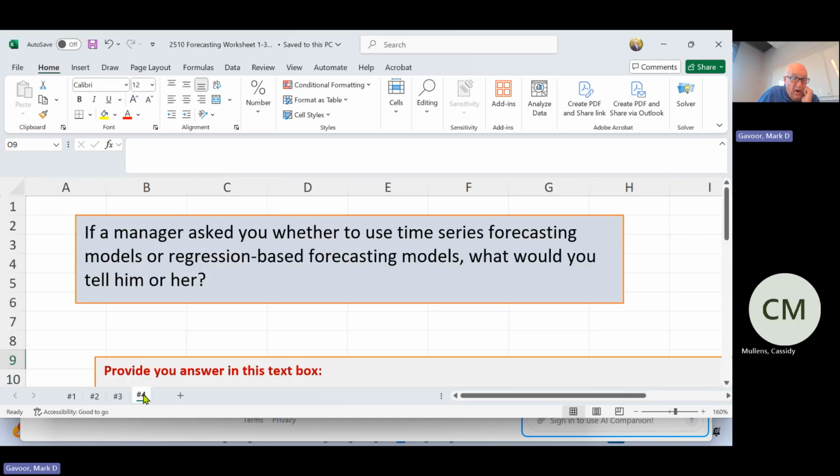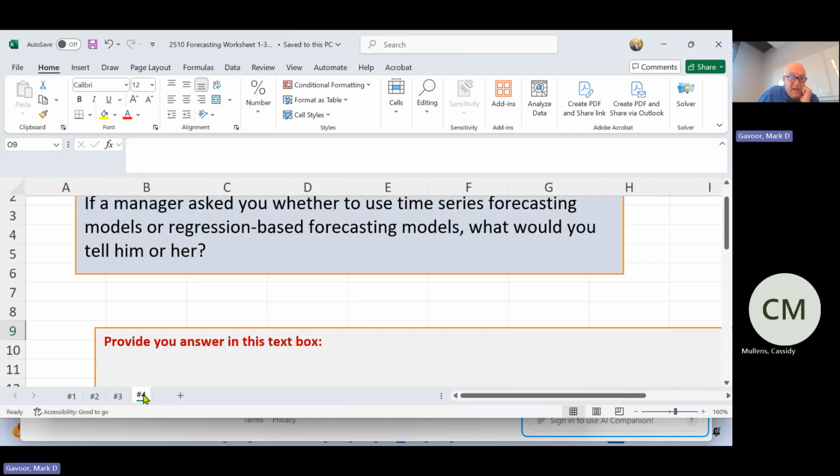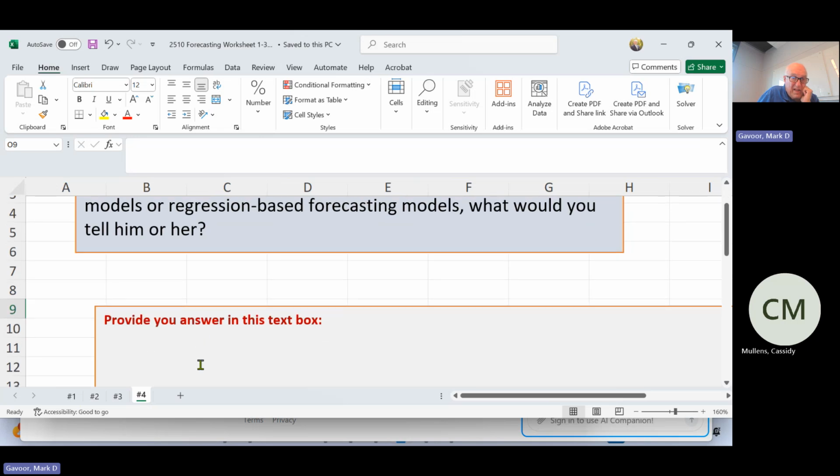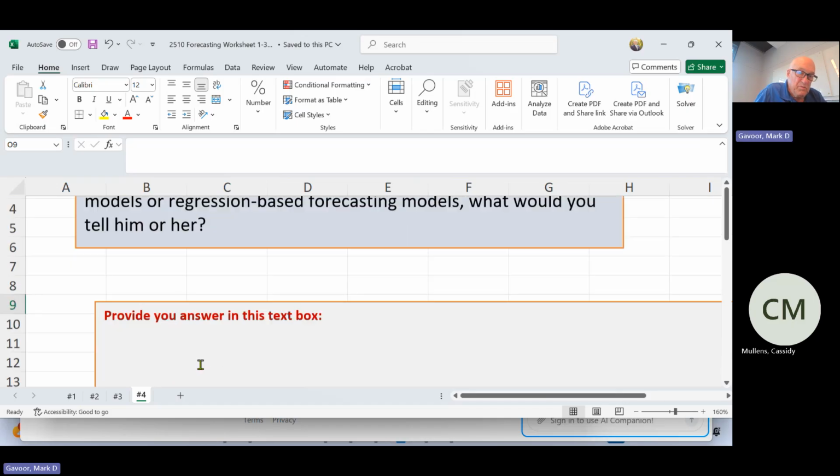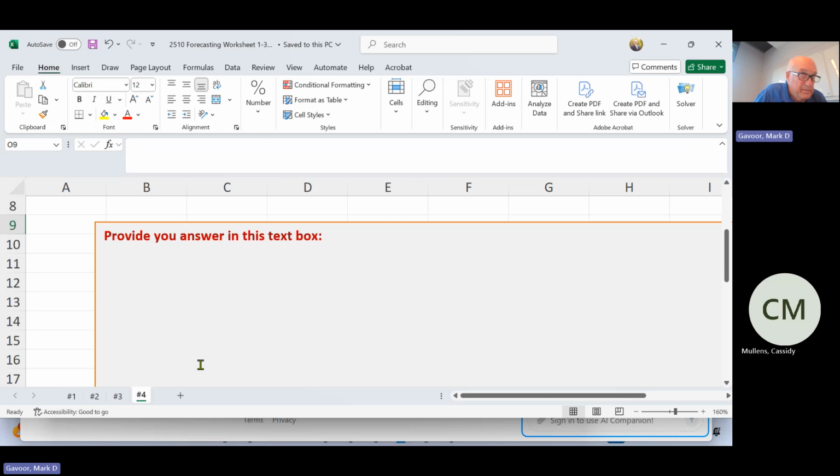Now, the question of 4 is, were you paying attention to anything I said yesterday, last time in class, or this time? If a manager asks you whether to use time series forecasting models or regression-based forecasting models, what would you tell him or her? Time series forecasting models are moving average and exponential smoothing. The better way of saying it would be autoregressive models or a linear regression-based forecast. So provide your answers in the text box. Type away.